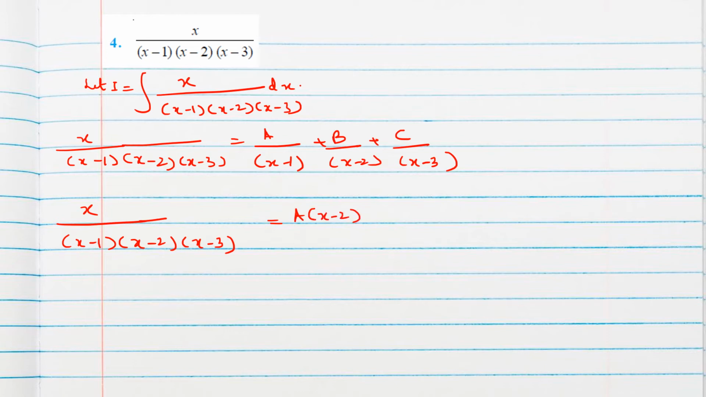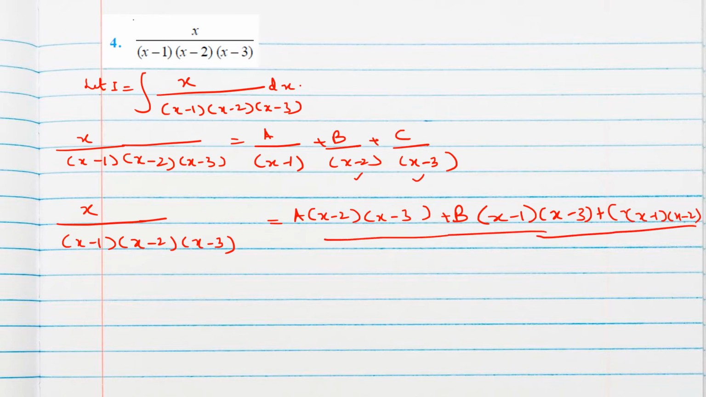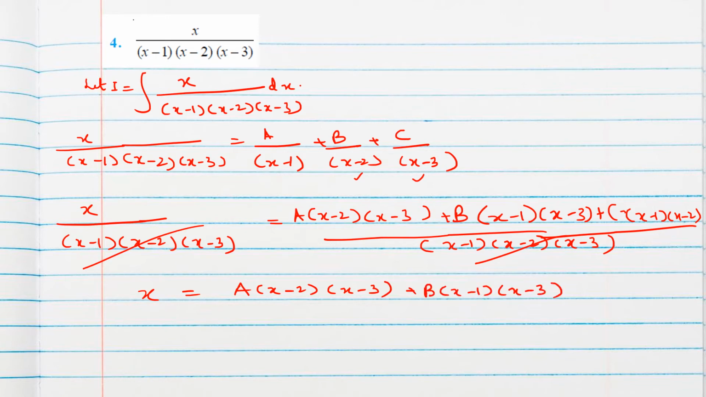So a (x minus 2)(x minus 3), these two brackets will come along with a, and with b, (x minus 1)(x minus 3) will go, and with c these two brackets will go, divided by the three brackets in multiplication. So the denominator will be cancelled. So x is a(x minus 2)(x minus 3), and b is (x minus 1)(x minus 3), c is (x minus 1)(x minus 2).